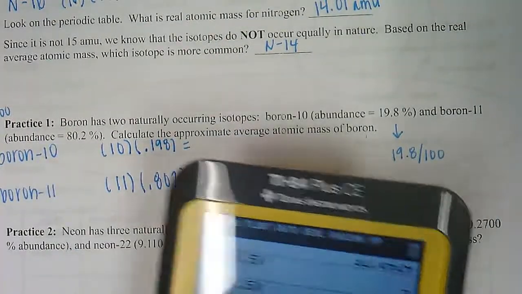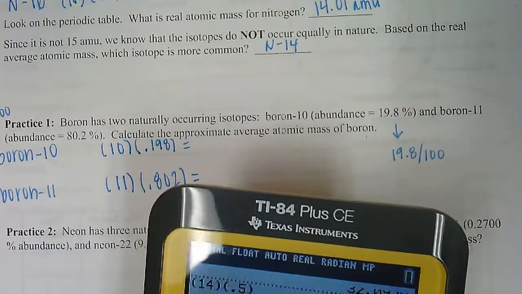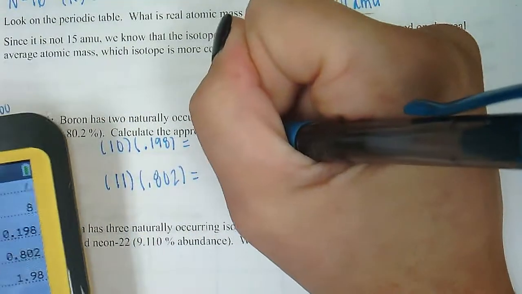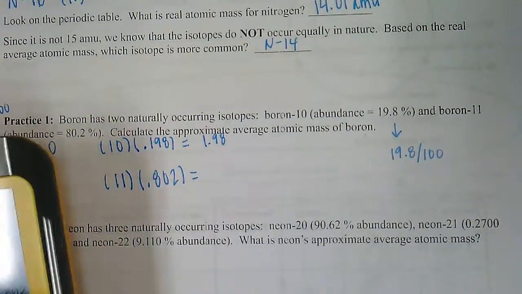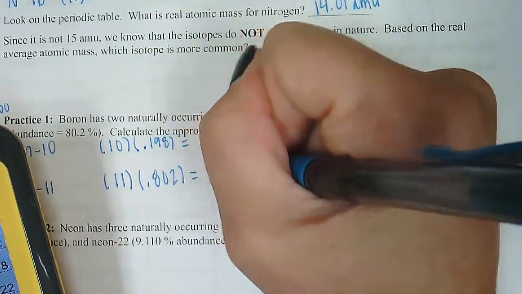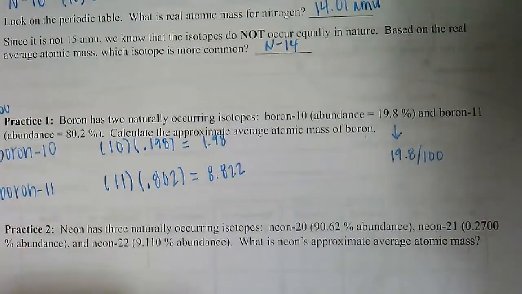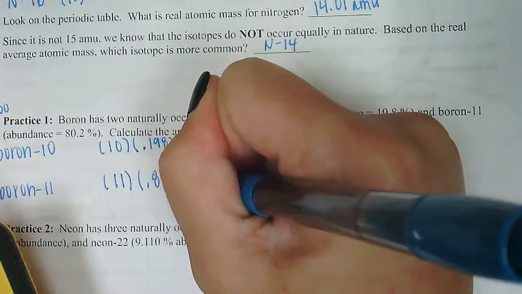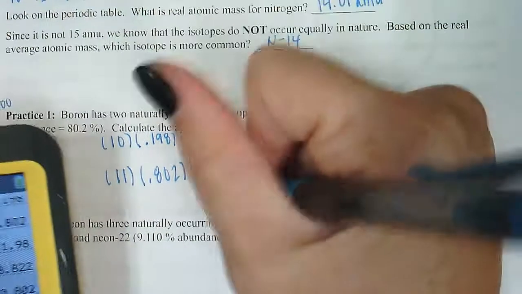I will do 10 times 0.198, okay, and I get 1.98, okay, and then I will do 11 times 0.802, and I will get 8.822. Okay, so then our last step is we add the numbers from this step together. Okay, so we will add them. 1.98 plus 8.822.